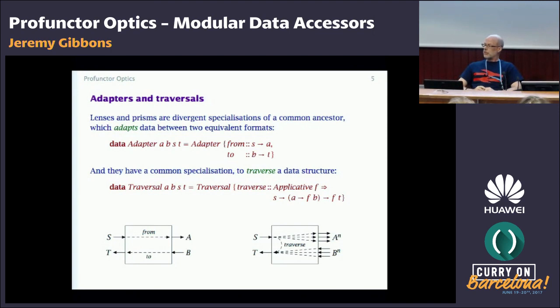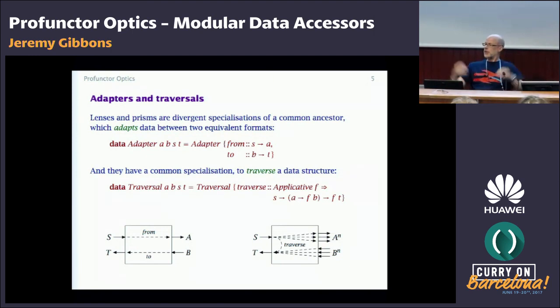And a fourth variety is these things called traversals. I'm not going to explain the types and applicative functors here. If you've seen this before, this will be familiar, and if you haven't, then nothing I say within the few minutes I have available will make it clearer. But think roughly of a traversal as giving you access to several A's at once within an S structure.